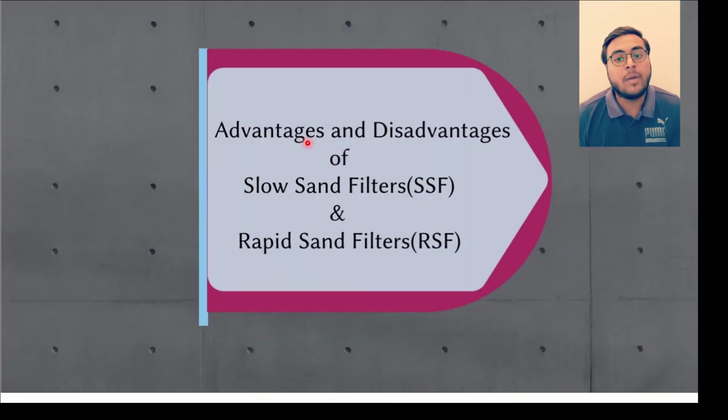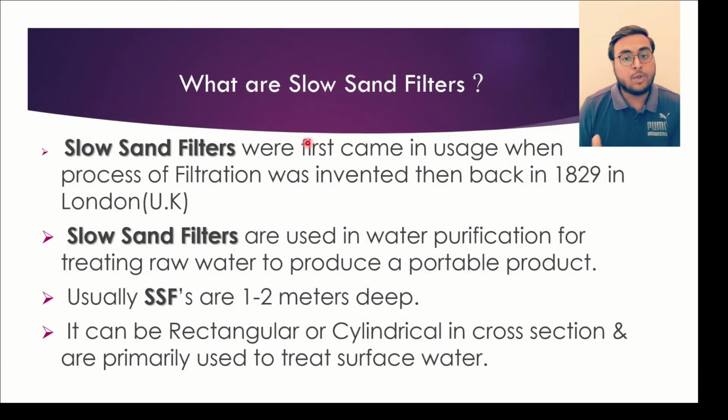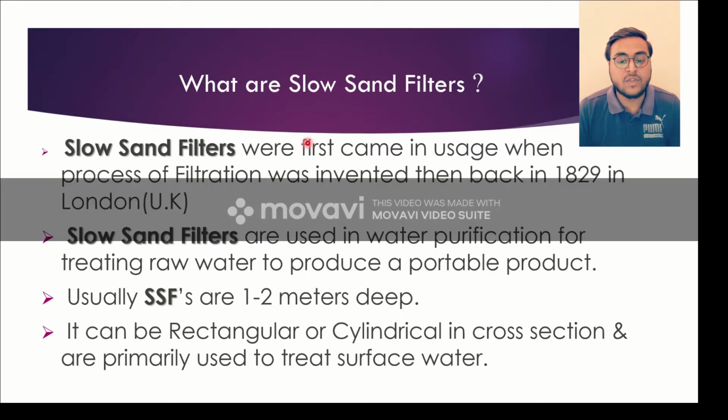Before we dig into the main topic, let me explain what exactly slow sand filters and rapid sand filters mean. Slow sand filters first came into usage when the process of filtration was invented, back in 1829 in London, United Kingdom. Slow sand filters are used in water purification for treating raw water to produce a potable product.